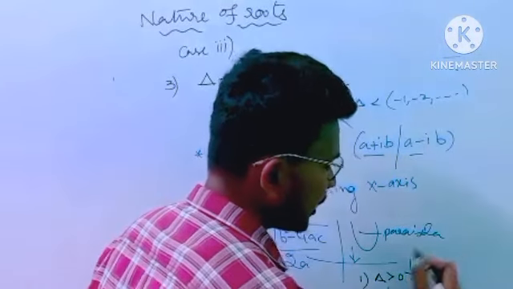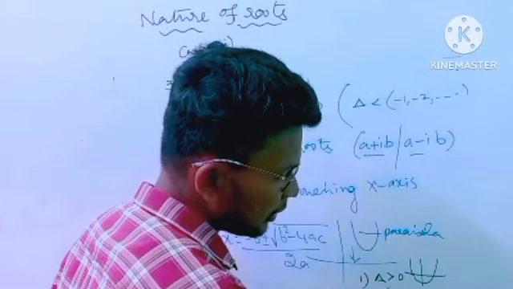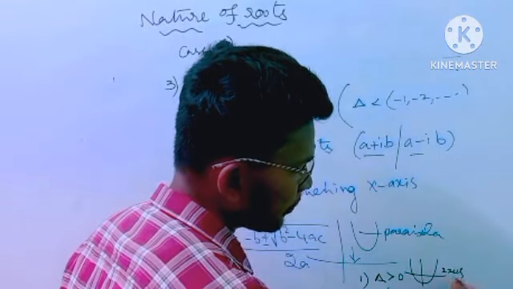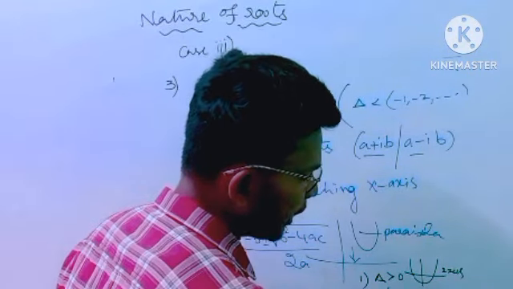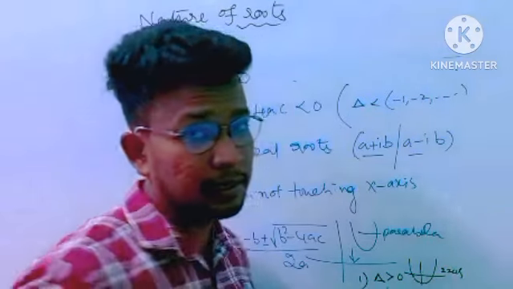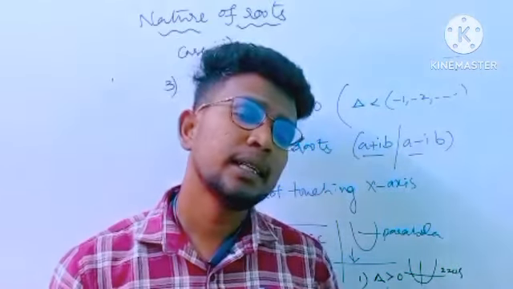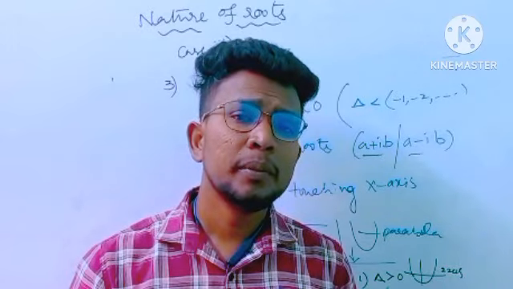The graph touches exactly at 2 points here, and exactly at 1 point here. Here 2 zeros, here 1 zero. Here the graph will not touch the x-axis. This is the nature of the roots of the given quadratic polynomial.